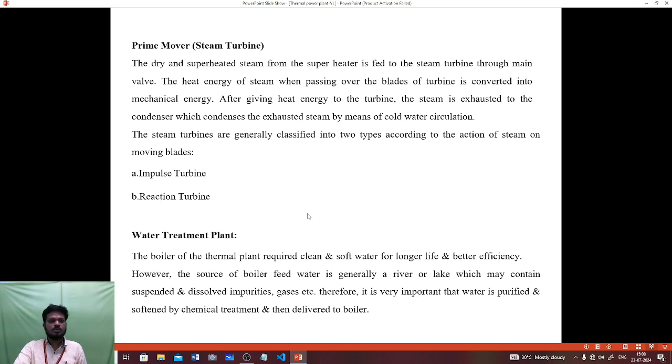Next, we are going to see about the water treatment in a thermal power plant. The boiler of the thermal power plant requires clean and soft water for longer life and better efficiency. However, the source of the boiler feed water is generally a river or lake, which may contain suspended and dissolved impurities, gases, etc. Therefore, it is very important that the water is purified and softened by chemical treatment and then delivered into the boiler.